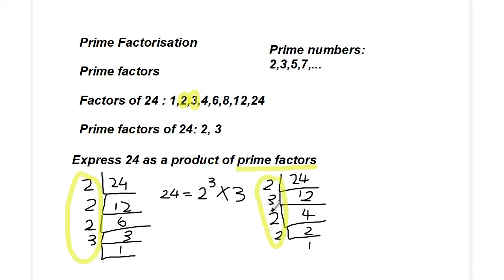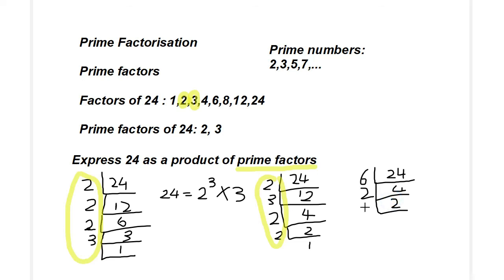All these numbers here are prime numbers. I just want to make it clear, because sometimes some people will draw this diagram. Please note this is the wrong method. 24, and they'll think 24 can be divided by 6. So they write 6 here, and you get 4. 4 can be divided by 2, so 2.